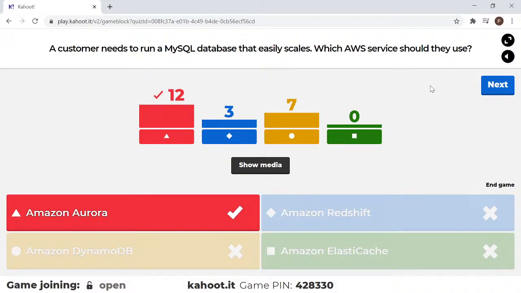Yeah, Amazon Aurora is the right answer, which most of the people got right. Amazon Redshift is a data warehouse solution. Amazon DynamoDB is a NoSQL solution, and Amazon ElastiCache is a cache solution, whether it is Memcached or Redis. So moving on to the next question.